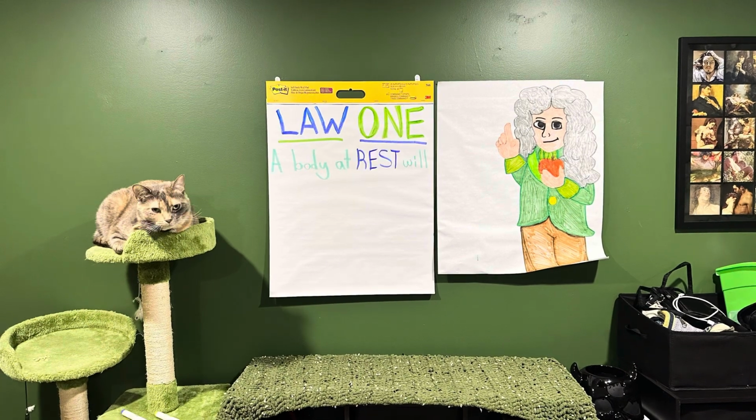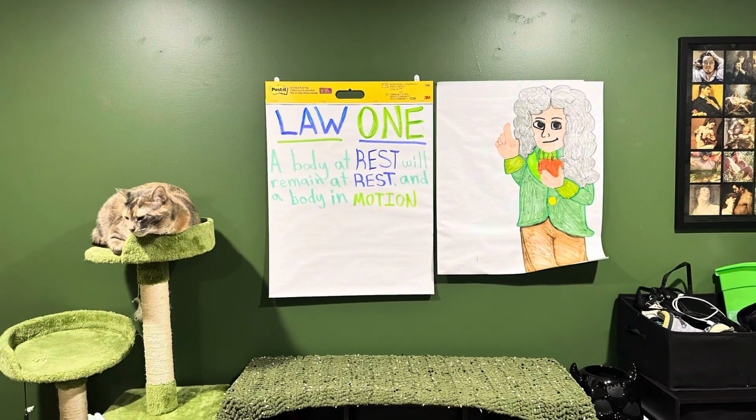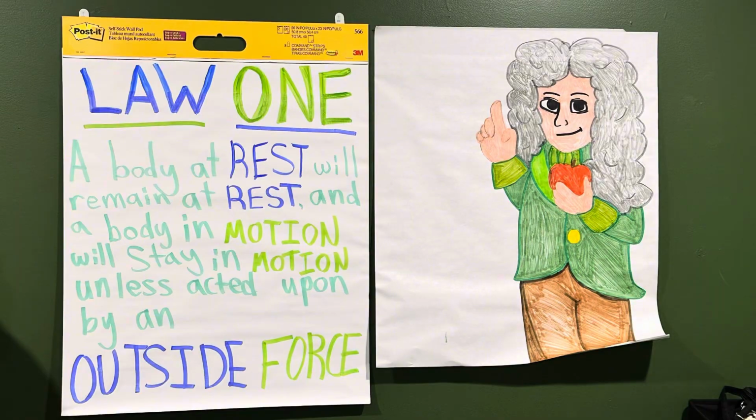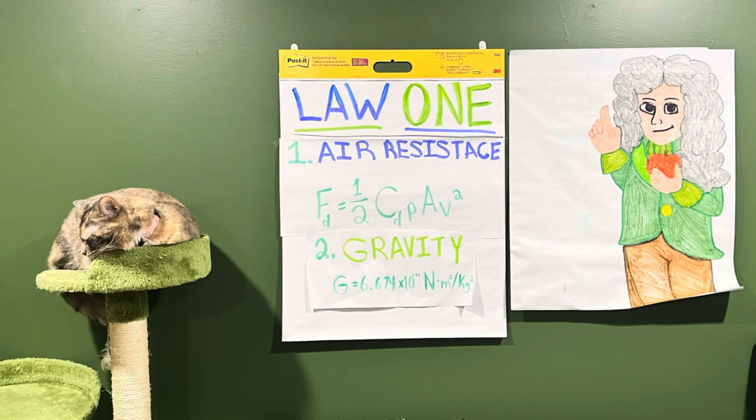Law 1 states that a body at rest will remain at rest, and a body in motion will remain in motion unless acted upon by an outside force. It's important to understand that an outside force could be something like air resistance or gravity.